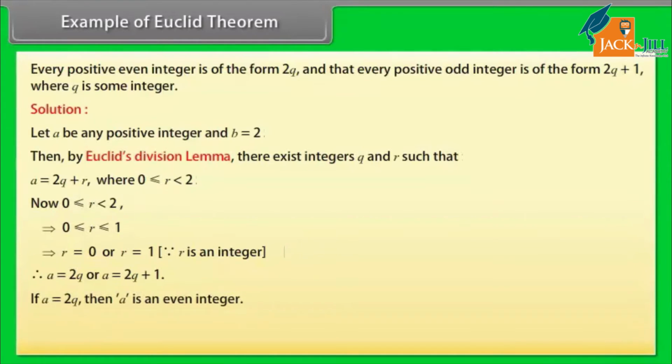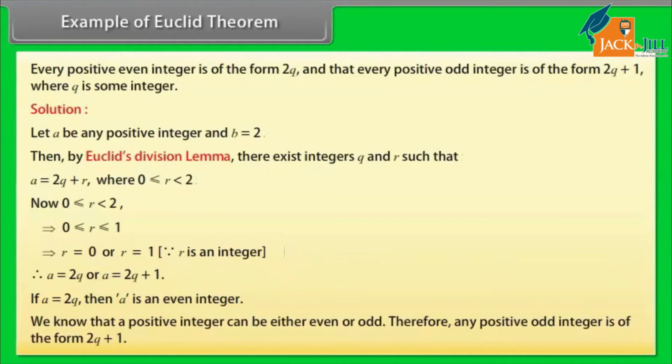If a = 2q, then a is an even integer. We know that a positive integer can be either even or odd. Therefore, any positive odd integer is of the form 2q + 1.